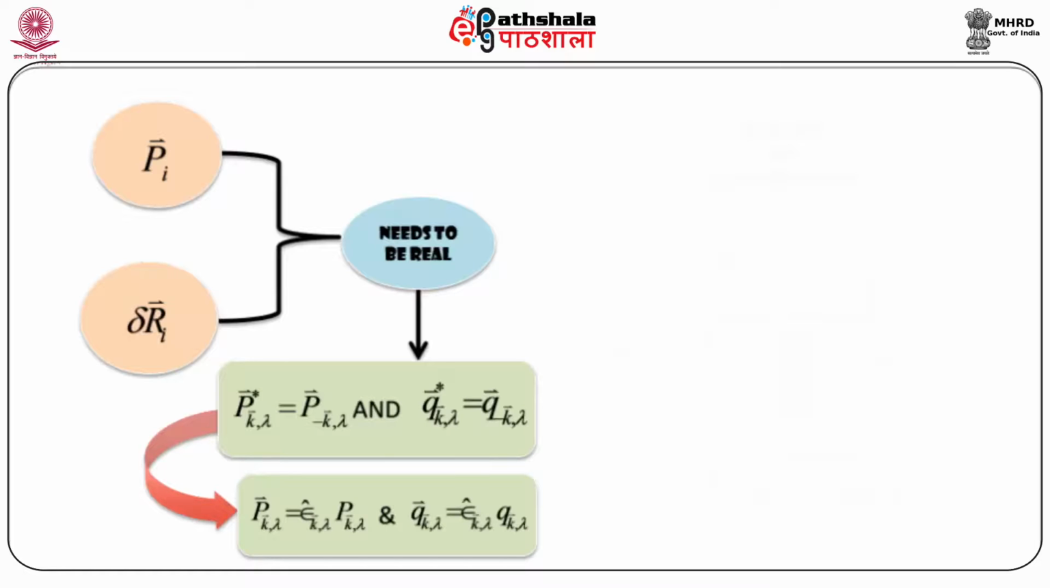Also, the vector p k lambda is equal to epsilon hat k lambda into p k lambda. So you can see from here that this vector p is broken up into two parts. One is a vector which is basically the polarization direction, multiplied by a scalar quantity which is p. And in exactly a similar manner, the vector q k lambda is equal to epsilon hat k lambda into q k lambda. That is, you are breaking up this coordinate q, which is a vector quantity, into a vector and a scalar. That is, you are multiplying the polarization vector with a scalar q. And immediately you see that the product becomes actually a vector quantity.